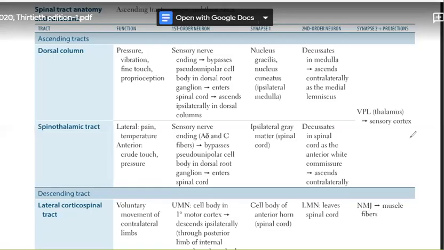Okay, so now the final position is the same, which is VPL, the ventroposterolateral nucleus of the thalamus, and then we reach the sensory cortex. Okay, so this is how we go with the spinothalamic tract.